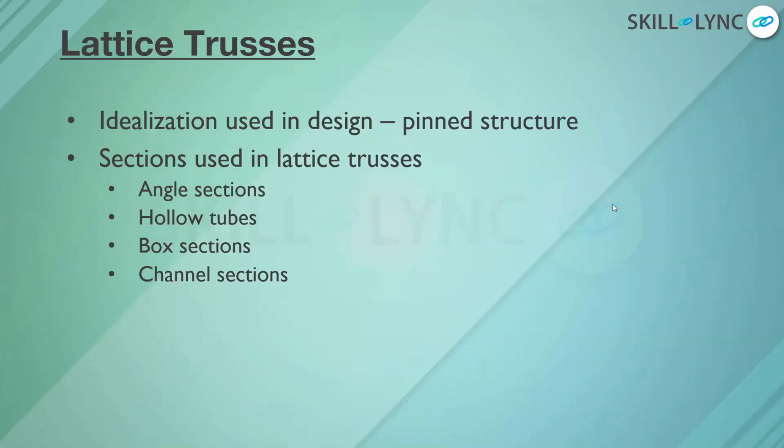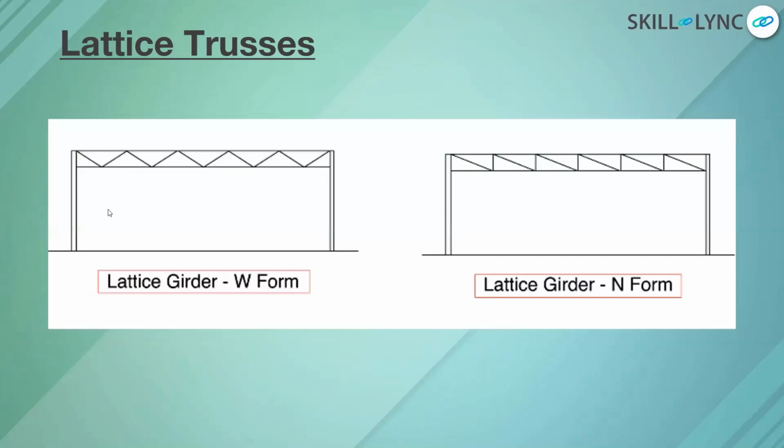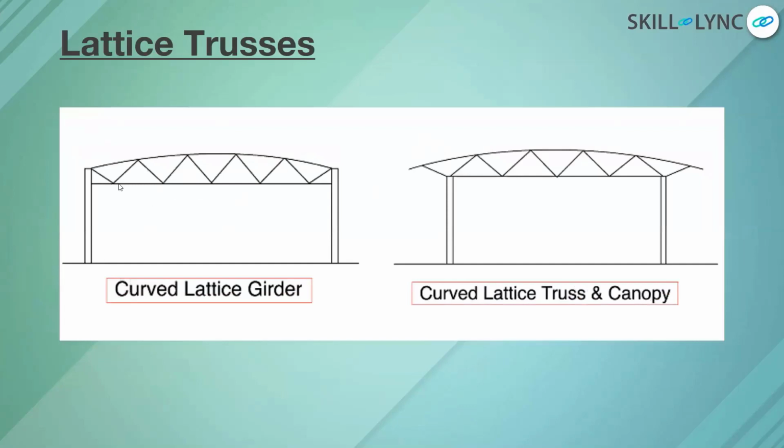Sections used in lattice structures are angle sections, hollow tubes, box sections, and channel sections. I will show some of the types of lattice that we normally use. This is a W form of lattice girder that we normally use in a project, and this is called an N form. The W form and N form will use lightweight channels or angle sections for designing the structure. And this is a curved lattice girder where you have a flat roof at the bottom and the curved roof at the top, which also acts as a canopy. This is an extended cantilever portion of the lattice truss that acts as an extended canopy.